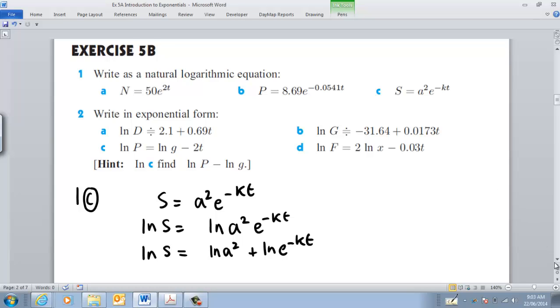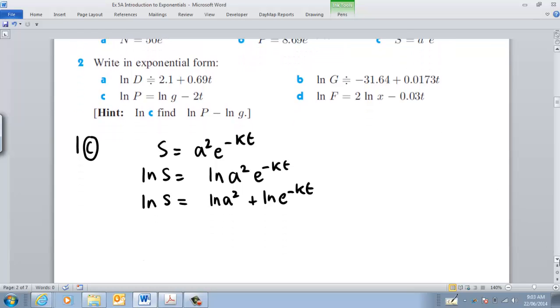If I go down to the next line here, I could simplify ln of s equals, now I could use the power law and write that as 2 ln a. Now we know that ln of e to whatever cancels each other out. So therefore we can just say that's plus minus kt, so that's just minus kt, and that is written in log laws. So that's number 1c.